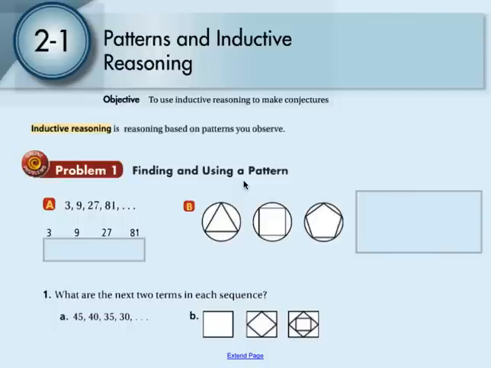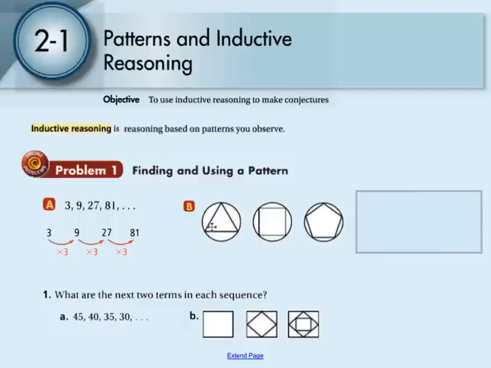For example, here is a problem where we have some numbers that actually form a pattern. If you look at the numbers 3, 9, 27, and 81, the relationship between those numbers is each consecutive number is multiplied by 3. So we can find any number in that pattern just by continuing to multiply by 3.